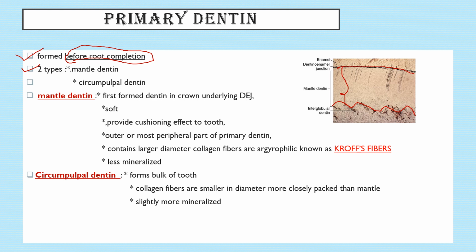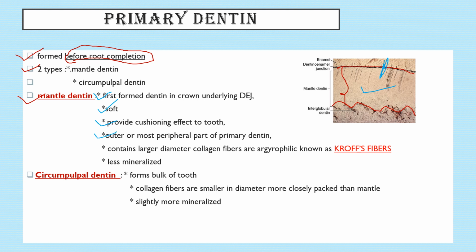So what is mantle dentin? It is the first formed dentin in the crown under the DEJ. This is the dentinoenamel junction, and the first layer of dentin which is formed just beneath the dentinoenamel junction is mantle dentin. It is formed before the root is completed, and it is soft, meaning the mineral content is less, and it provides a cushioning effect to the tooth because of its softness and less mineralization. The most peripheral part of the primary dentin is mantle dentin.